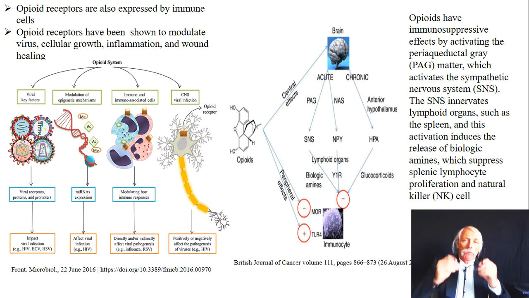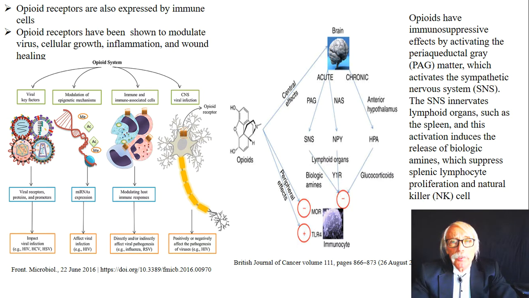All right, so now, if that's not also interesting, you should know that opioid receptors, because they work in immune systems, are also known to modulate antiviral effects. Okay, so opioid receptors have been shown to modulate virus, cellular growth, inflammatory response, and even wound healing. Okay, so these are all extracurricular effects of exogenous opioids. So viral key factors can bind to these exogenous opioids on viral receptors.